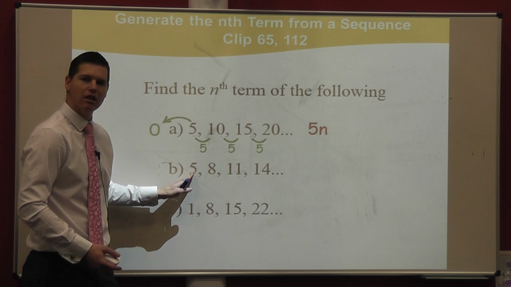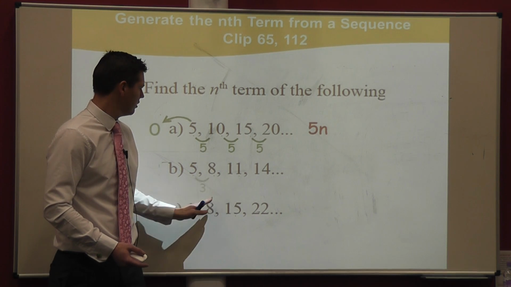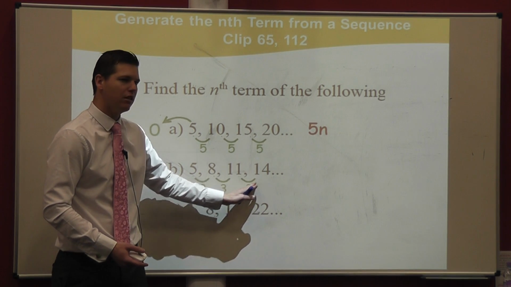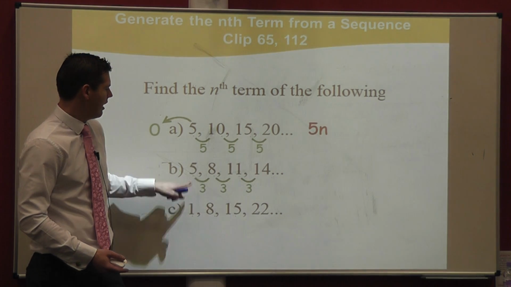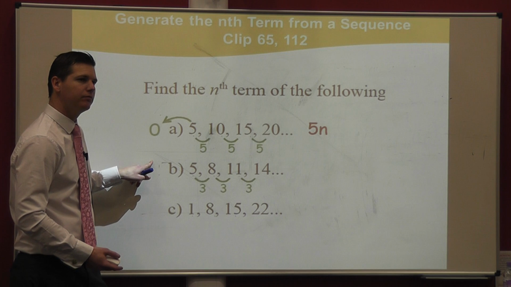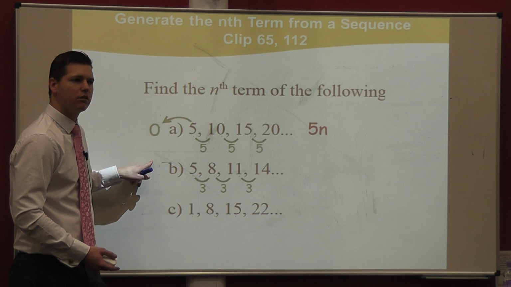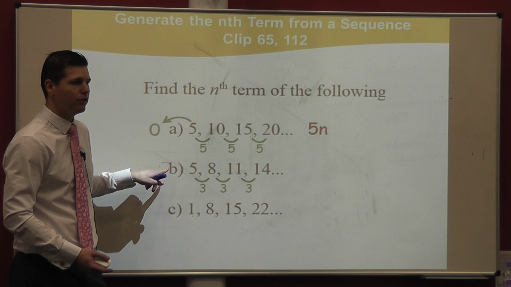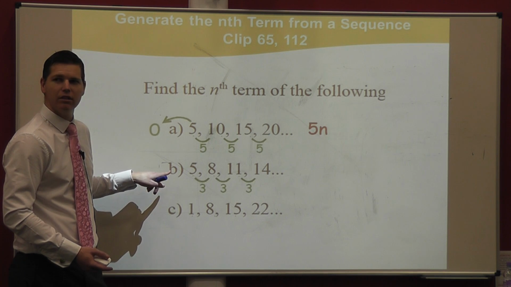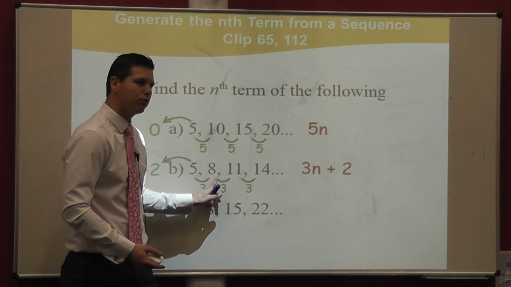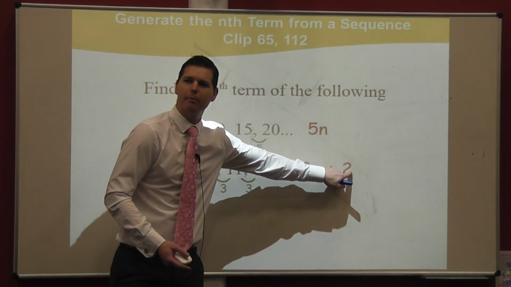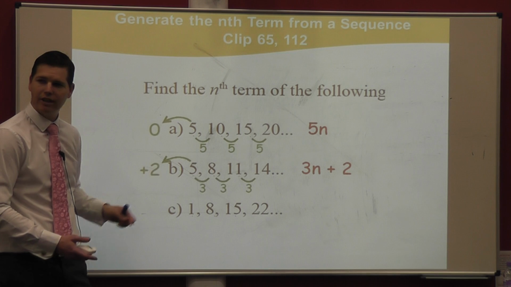In this case, it's going up by how much? 3. So up by 3, 3, 3, so there's my pattern, it's 3n. And then when I go back it becomes what? Positive 2 or negative 2? Positive 2, so I end up with 3n, goes up by 3 each time, and then positive 2, plus 2.